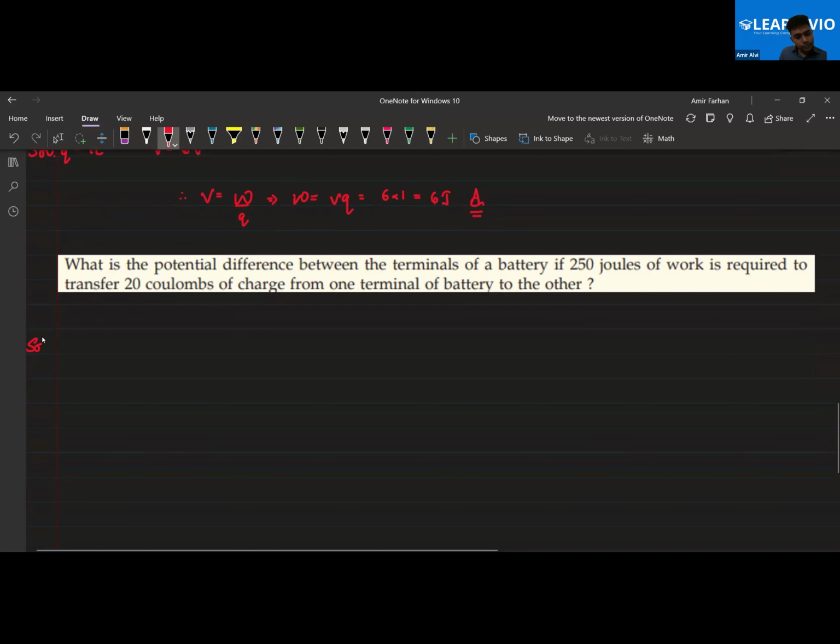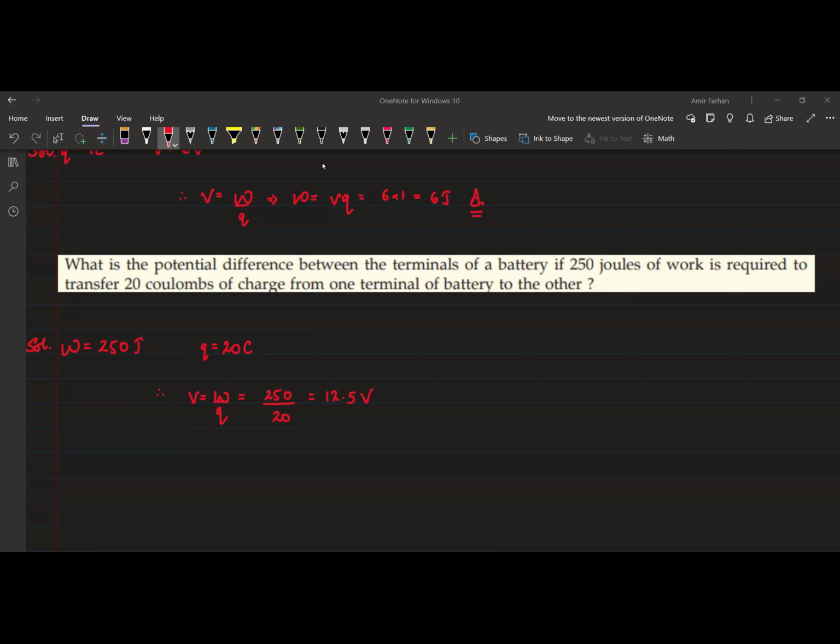The question is saying: what is the potential difference between the terminals of a battery if 250 joule of work is done or required to transfer 20 coulomb of charge? So work done is 250 joule, and the charge flowing through the battery is 20 coulomb. We know the formula, V equals W by Q, yes or no, everyone? 250 divided by 20. This comes out to be 12.5 volt across the battery.